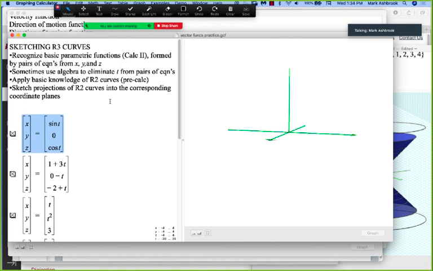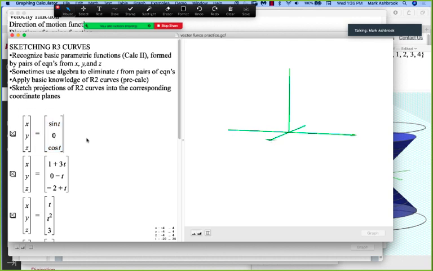Sometimes we're going to use algebra to eliminate t from those pairs of equations. We need basic knowledge of R2 curves, pre-calc, algebra, and then sketching the projections first to try to imagine what the curve will look like later in space, right? So it's about identifying and sketching these curves, bringing together lots of tools from your past experience in Calc 2 and pre-calculus, but also what I just showed you, this idea of projections.